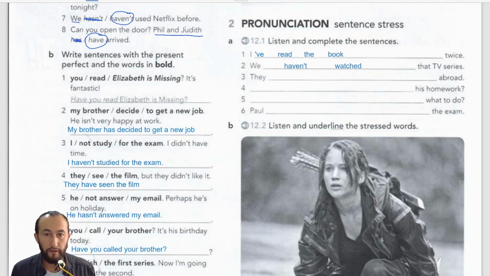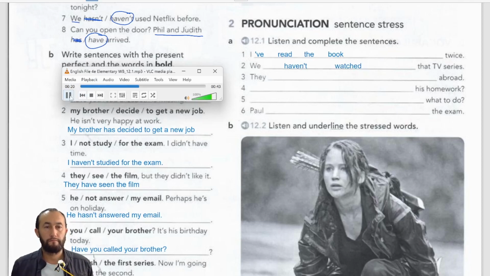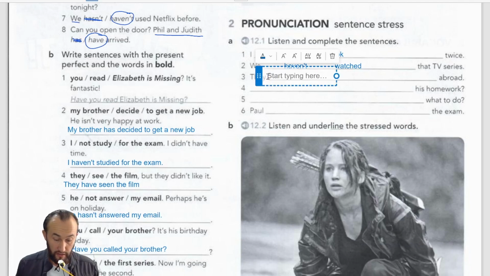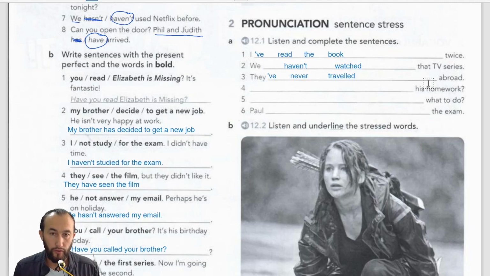Okay. Number 3. They've never travelled abroad. So they've. They're saying they've, right? That's why we're going to use contraction here. So apostrophe VE. So they've never traveled abroad.